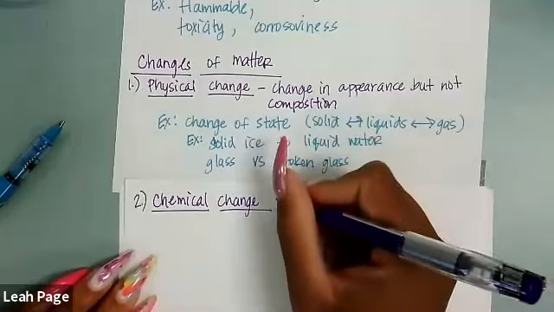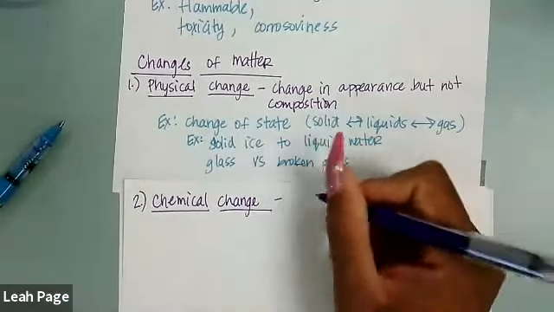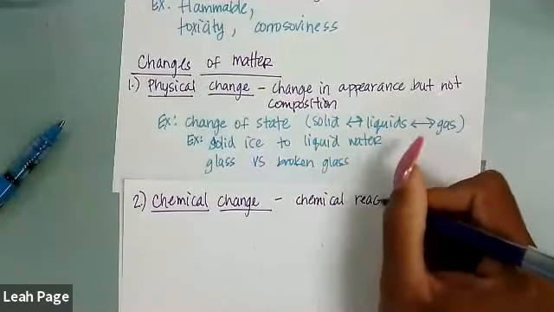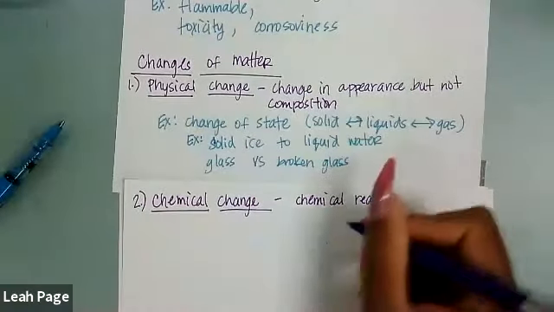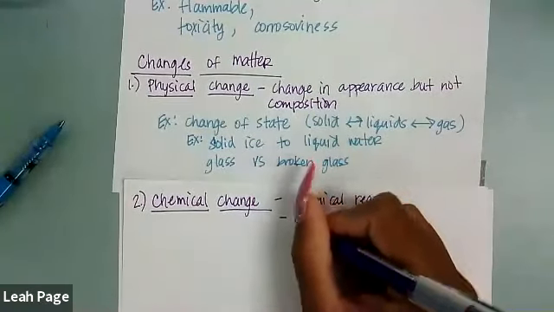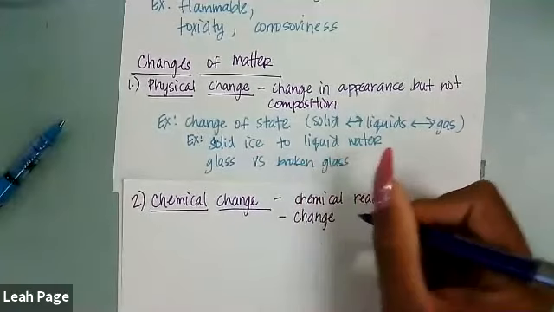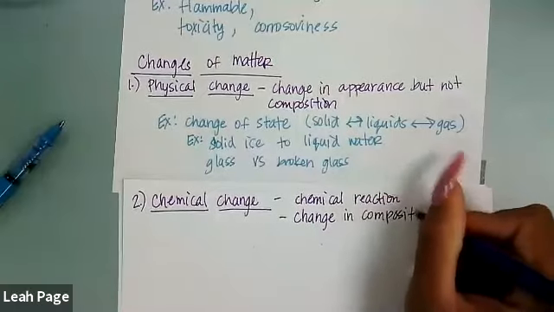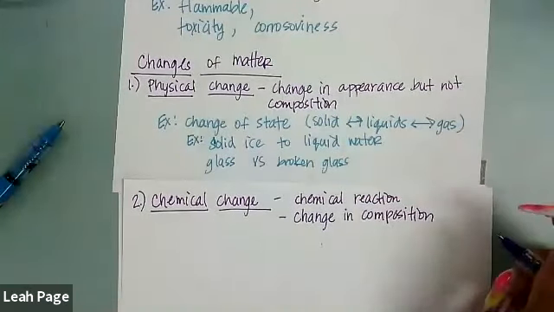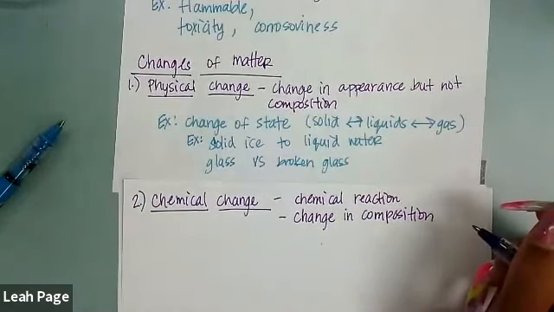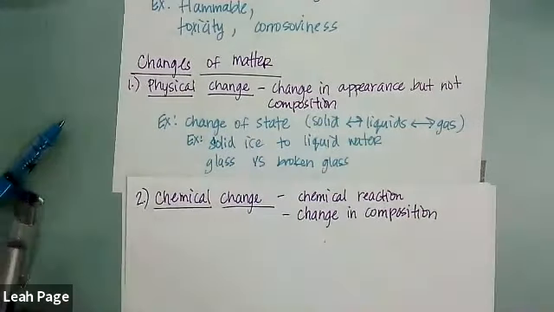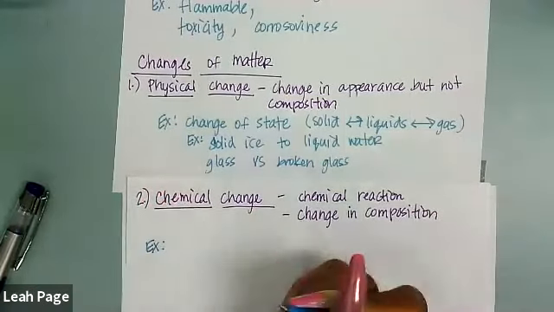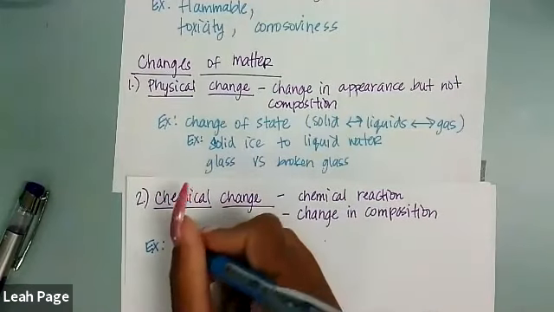And a chemical change is simply another word for a chemical reaction. Basically, what happens in a chemical reaction or chemical change is you have a change in composition. An example of a chemical reaction is rusting. Let's think about copper rusting.